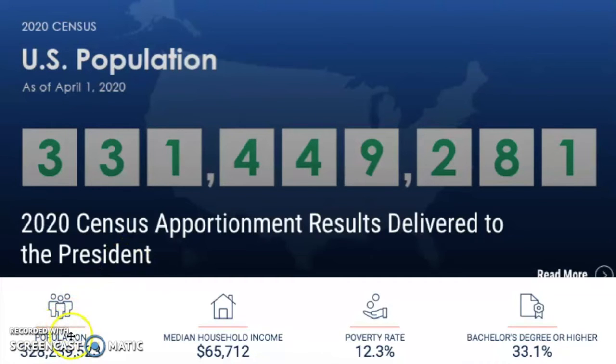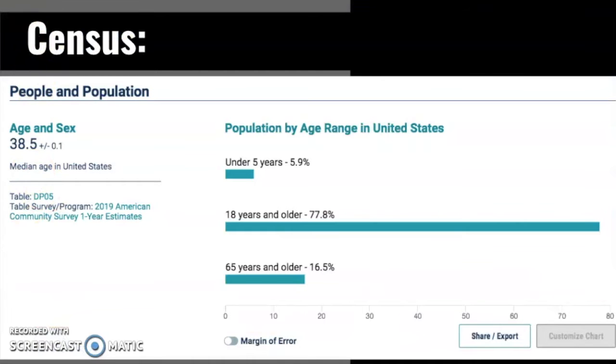So ignore this, these are actually 2 different images, but the US Census is finally done. It came back. We have roughly 330 million people. You can check out the median household income at about $65,000. Poverty rate's about 12%, and bachelor's degree or higher attainment is about a third of our nation. Very interesting to look at.